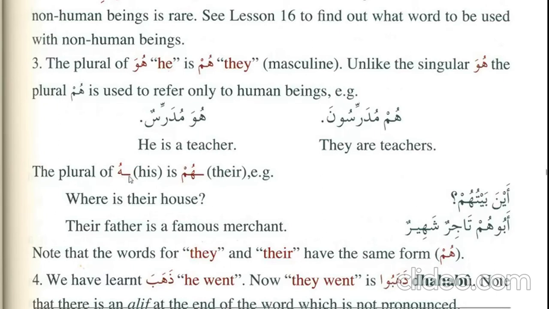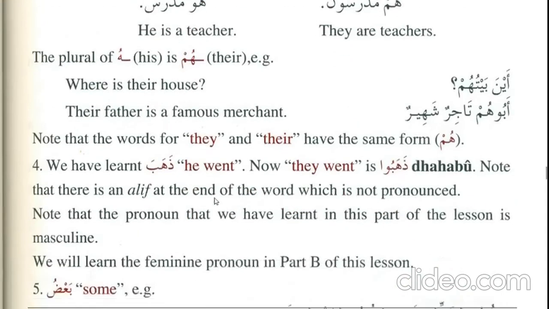Similarly, hu means his, and its plural is also hum. Only difference is this, that this hum is at the beginning of the word and it is separate. This hum is at the end of the word and it is attached. Like we never use it separately. You need to read this one as well.